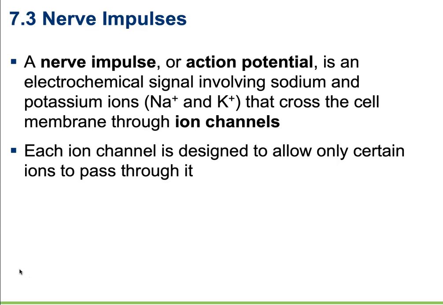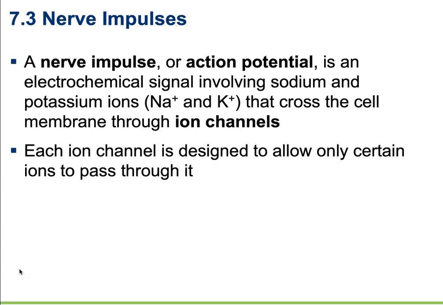So what are ions? Does anybody remember from chapter 2 what an ion is? Ions are going to be charged atoms. They've either lost or gained an electron. The question is, are ions able to pass through the plasma membrane on their own? Does anybody remember when we talked about what types of molecules can pass through the plasma membrane?